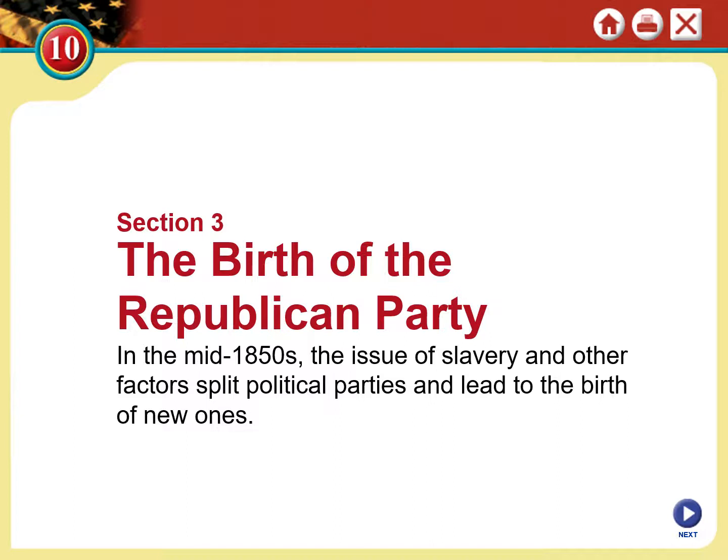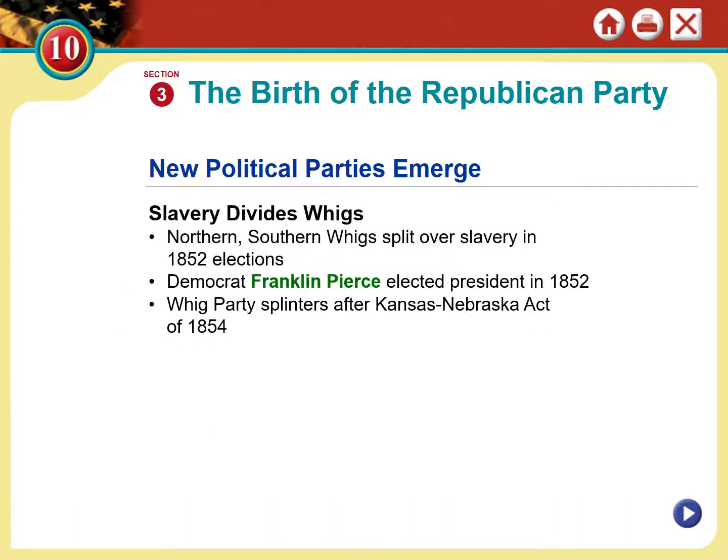So this is going to lead to the dissolution of some political parties, but also the creation of one of our two major parties today, and that is the Republican Party. And we're going to talk about how the Republican Party started in the mid-1850s around the issue of slavery. But first we need to talk about a number of other issues.